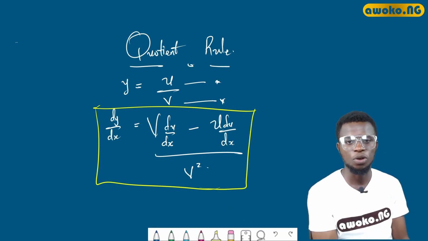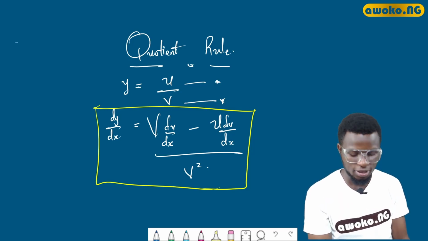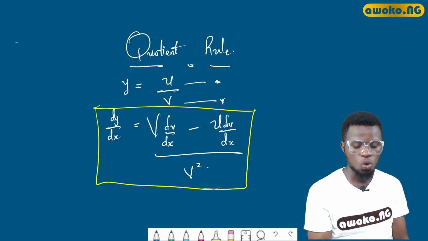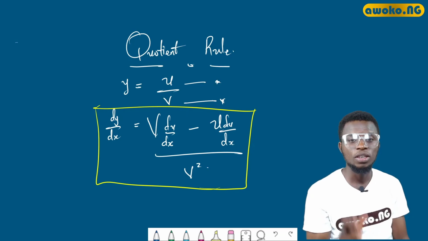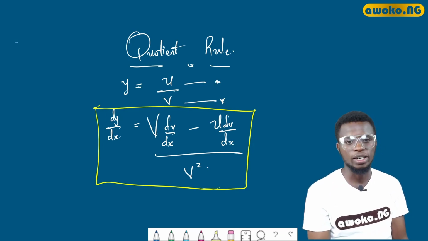So both from the formula method and from the first principle, we are still going to get the same answer. Invariably, the quotient rule states that dy/dx equals v du/dx minus u dv/dx all over v squared. And that is the end of today's class.